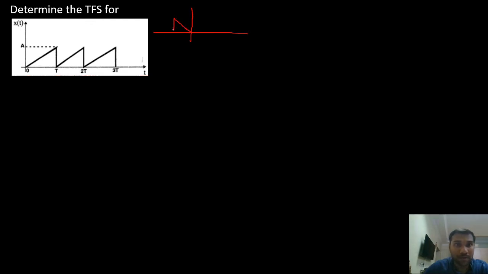It will look something like this, right? So it is not an even signal, and it is not an odd signal also, and it does not exhibit any symmetry. This signal does not exhibit any kind of symmetry. It is not even, it is not odd, and it is not half-wave symmetric. So for this we have to find all the three parameters, A0, An, and Bn. All three we have to calculate.